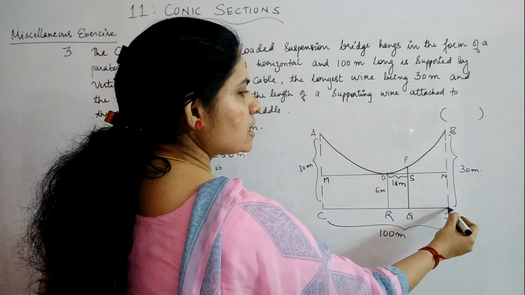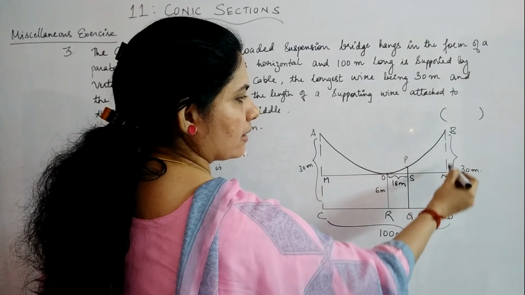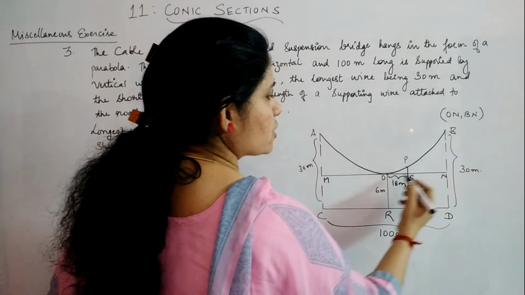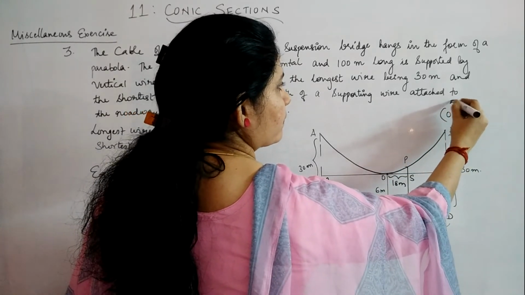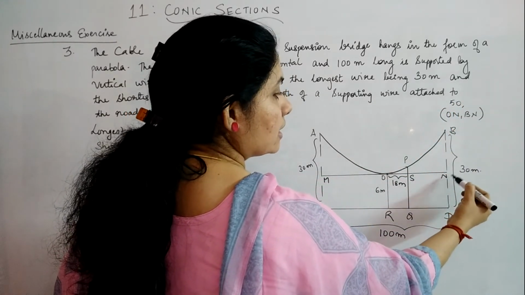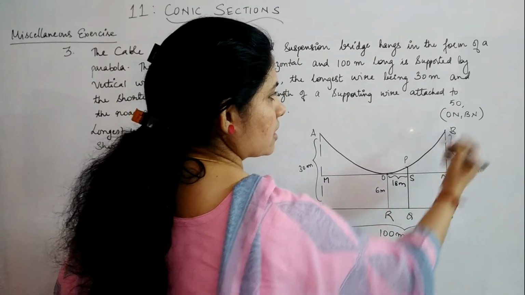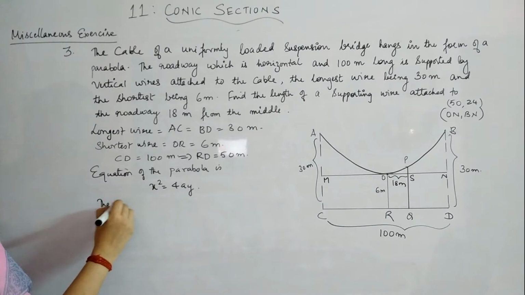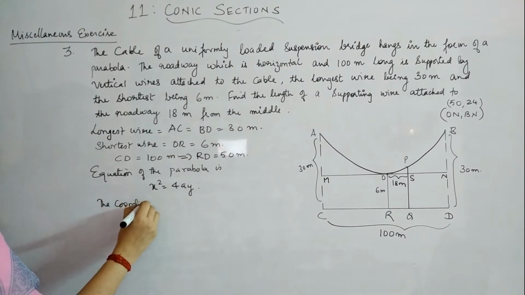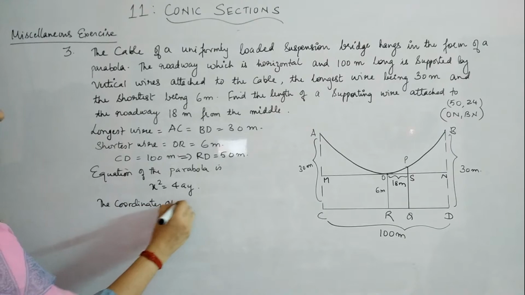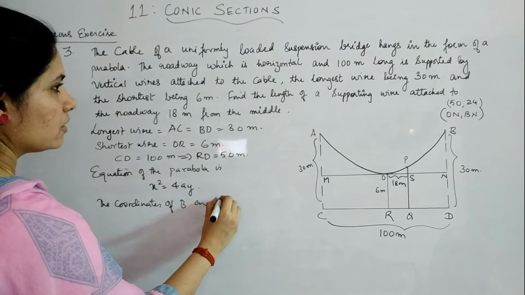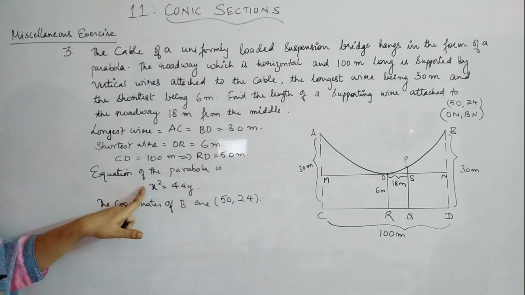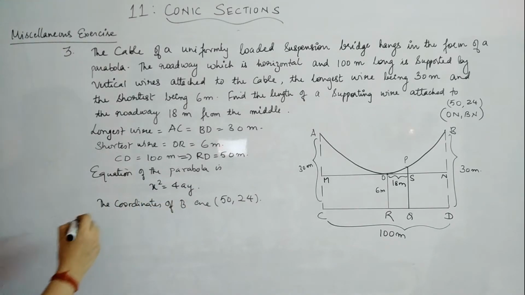Now the total length BD is given to be 30 meter. So what will be BN? Actually the coordinate is ON comma BN, and ON is 50 and BN will be 30 minus 6. So we'll get 24. So the coordinates of B are 50, 24.